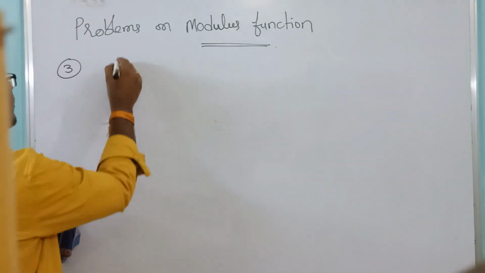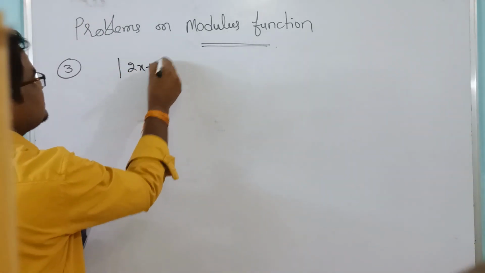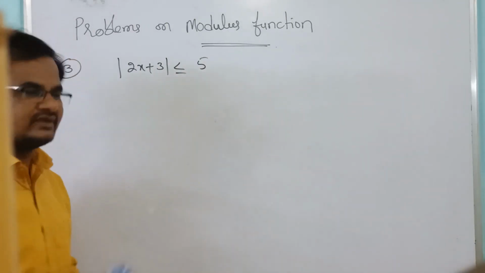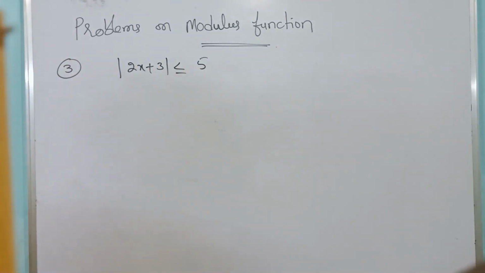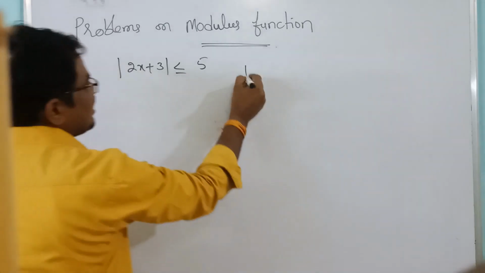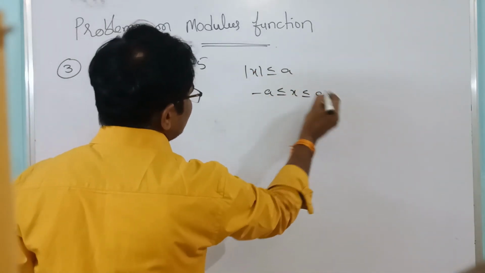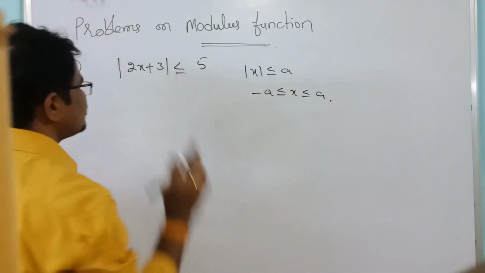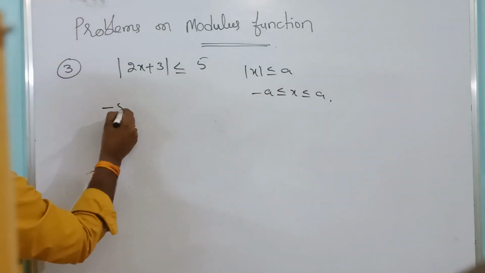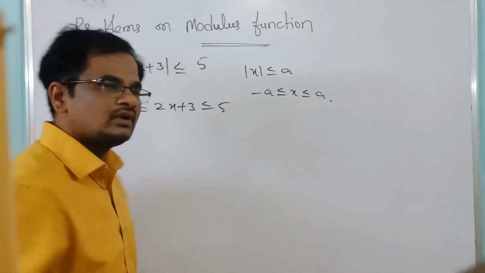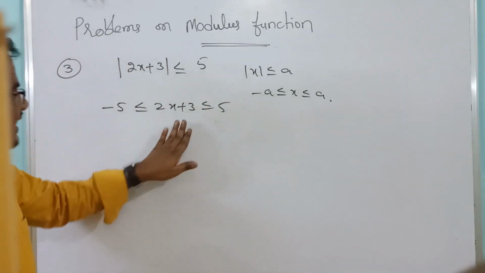Suppose they have given modulus of 2x plus 3 less than or equal to 5. So what we have to do? Here also it is in the form of mod x less than or equal to a, that is, minus a less than or equal to x less than or equal to a. In place of a, 5, and in place of x, 2x plus 3. It can be written as minus 5 less than or equal to 2x plus 3 less than or equal to 5.